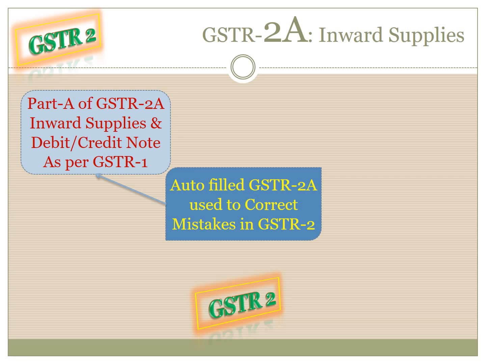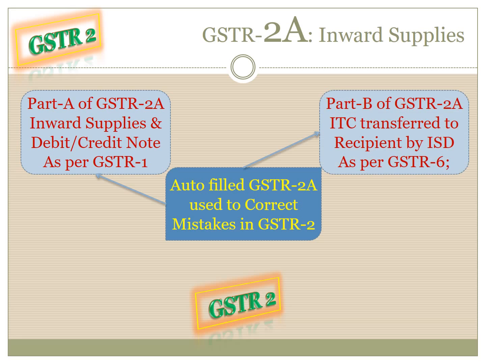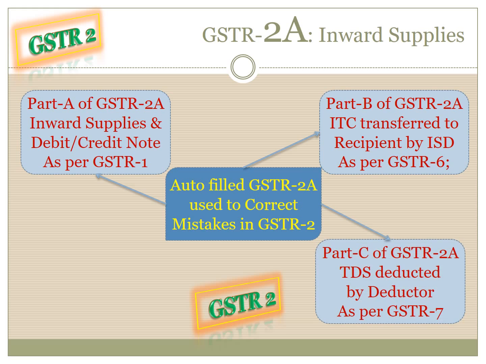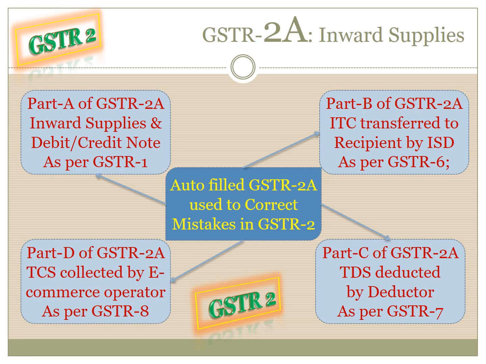Part A is for inward supplies, debit notes and credit notes. This is generated from GSTR 1 of the counterparty. Part B is for ITC transferred by ISD. This is generated from GSTR 6 filed by ISD. Part C is for TDS deducted by clients. This is generated from GSTR 7 of the TDS deductor. Part D is for TDS collected by e-commerce operators. This is generated from GSTR 8 of the operator.